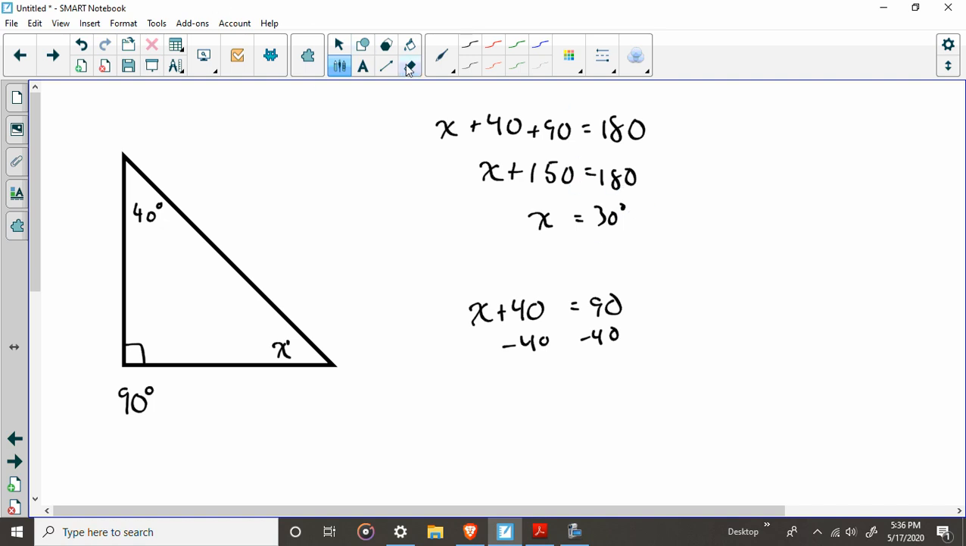Oh my God, see, that's what I get for rushing. I'm sorry, guys. That's what you get for rushing. Okay. X plus 130 equals 180. I'm sorry, guys. I'll slow it down.